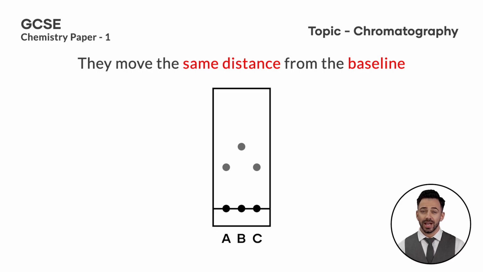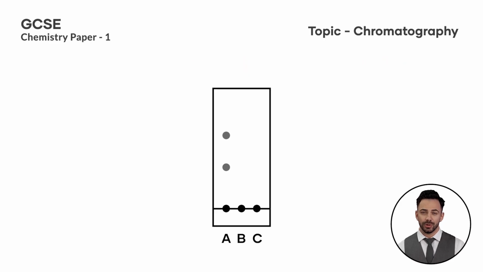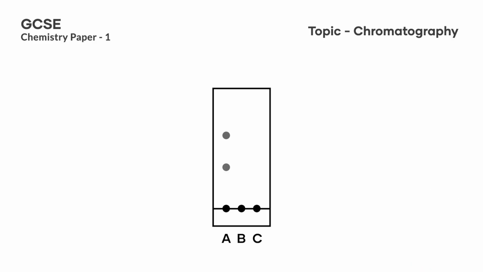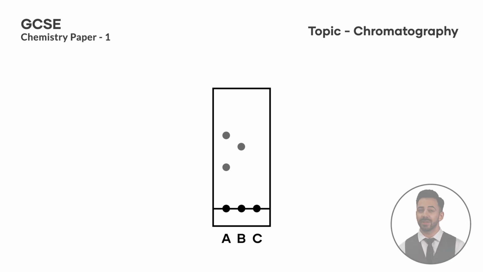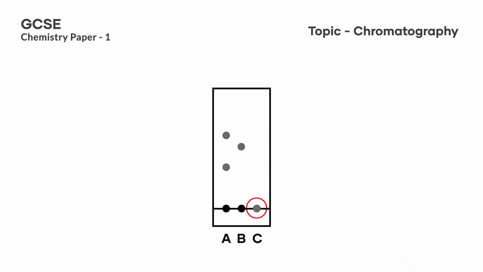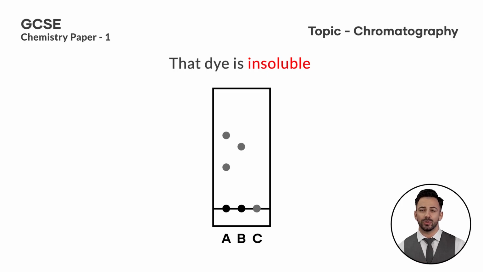Let's compare inks now. If ink A shows 2 spots, how many dyes does it contain? It contains 2 dyes. If ink B shows only 1 spot, what does that suggest? It is likely a pure dye. Now imagine 1 spot in ink C stays on the baseline. What does that mean? That dye is insoluble in the solvent used.